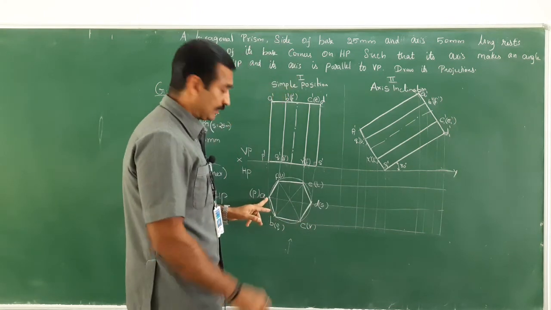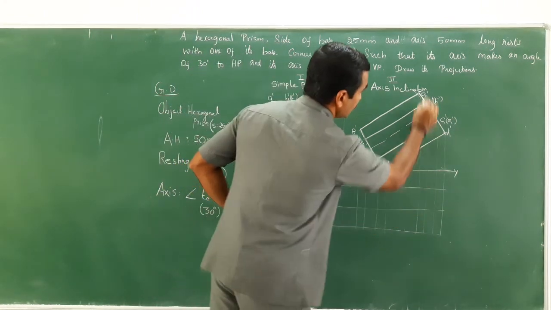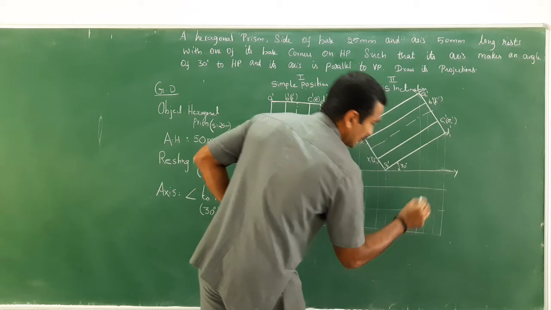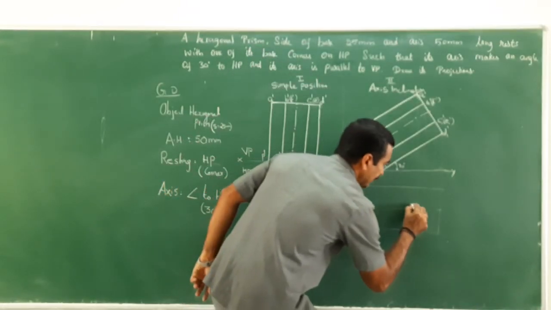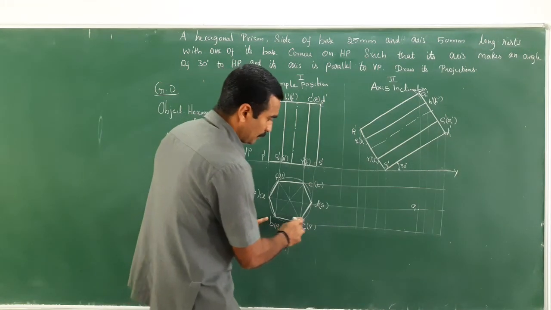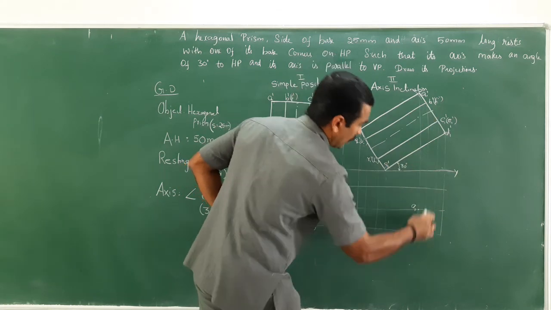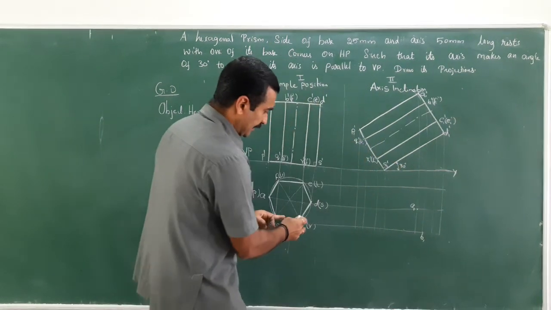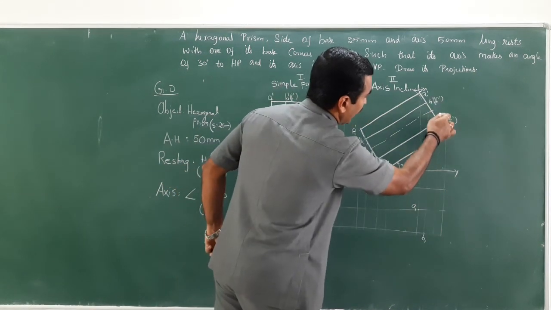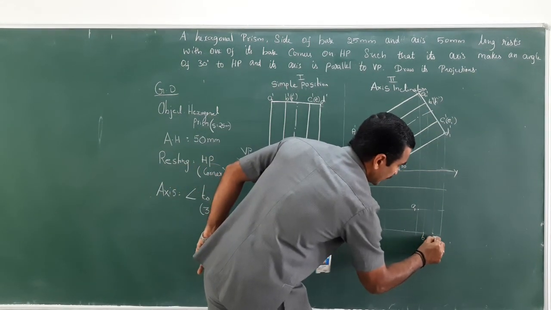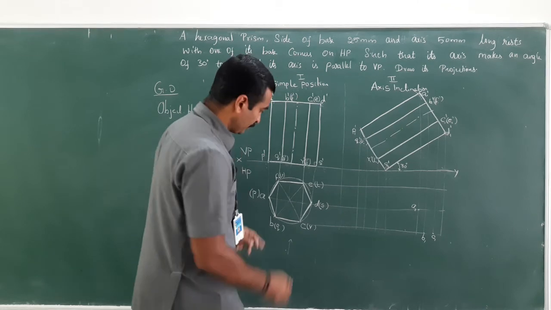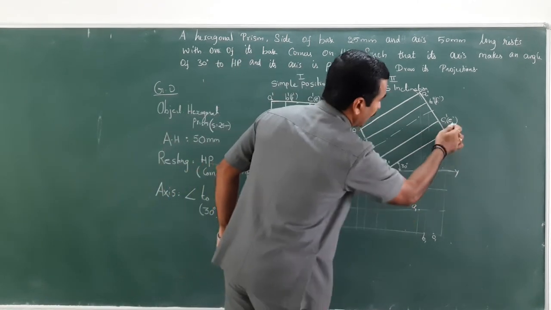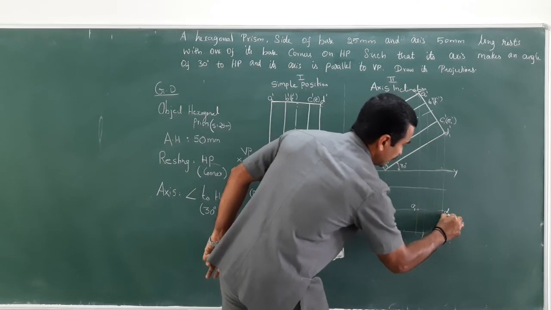So A is here. Look at A, where A is. A and A are merged here. So this could be my A1. B point and B point are getting intersected here. This could be my B1 point. C and C are merged here. So this could be my C1. D and D are getting intersected here. So D1.